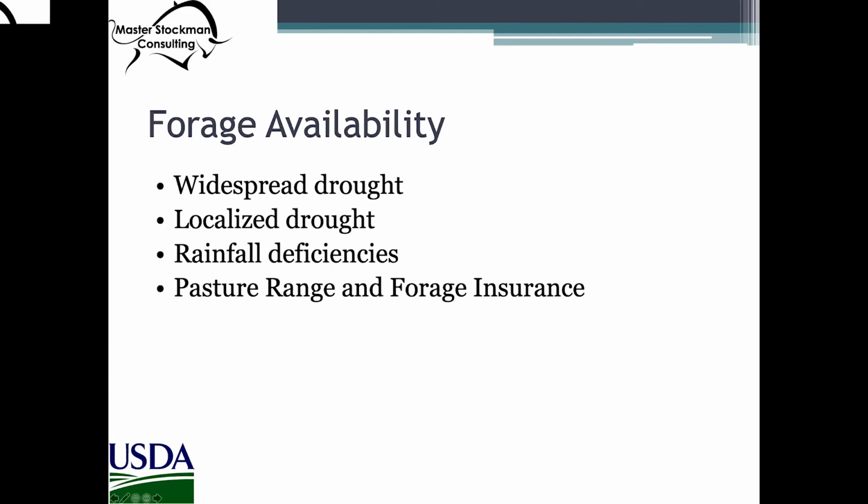So the last one I wanted to talk to you about was forage availability. In terms of a risk, certainly, widespread drought can be an issue for sheep producers, as can localized drought and rainfall deficiencies. One of the tools that's used the most right now in livestock agriculture, both the sheep industry and cattle industry, is pasture, range and forage insurance. I do have to give a disclaimer that it is not drought insurance. I mentioned drought as part of that risk, but it really is rainfall deficiency insurance.